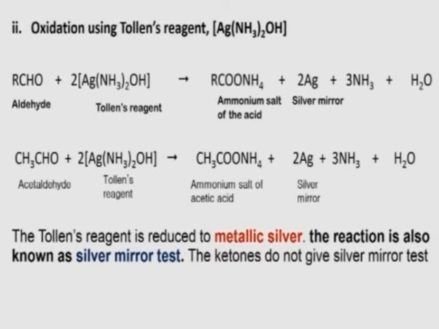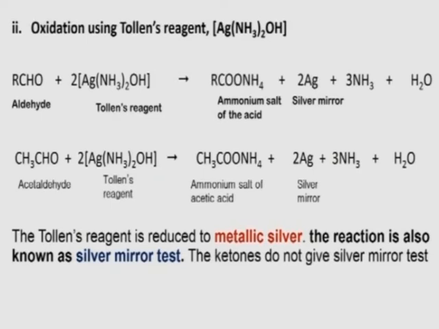Now second is oxidation with Tollens reagent. Whenever aldehyde undergoes oxidation with Tollens reagent, it will form carboxylic acid, which actually reacts with ammonia to form an ammonium salt, and it also gives you a silver mirror. That is the reason why we call this the silver mirror test, because it forms a silver mirror on the inner wall of the test tube.